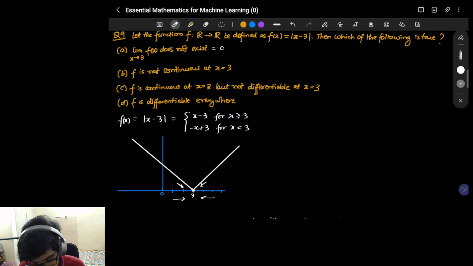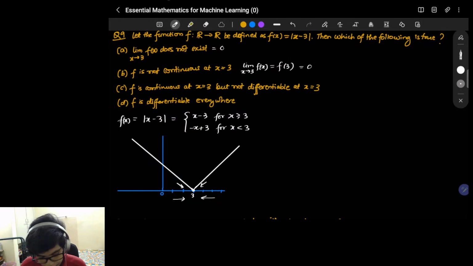f(x) is not continuous at 3. This is also a false statement. It is continuous. Why? Because continuity says that limit x tends to 3 f(x) should exist and it should be equal to the value at x equal to 3. So this is the case. This is equal to 0. So the function is continuous at x equal to 3.